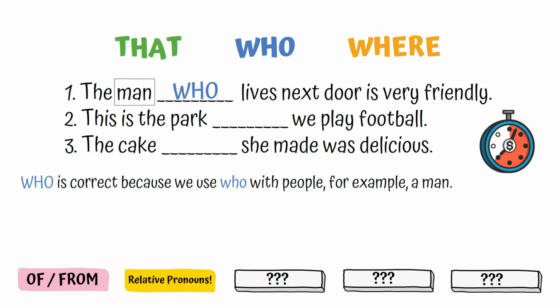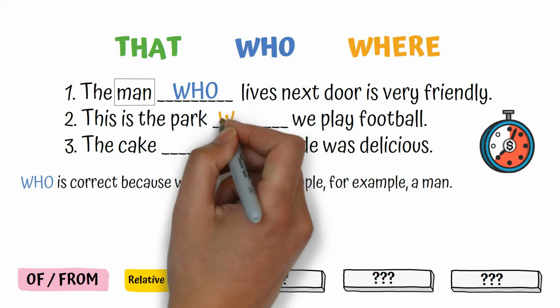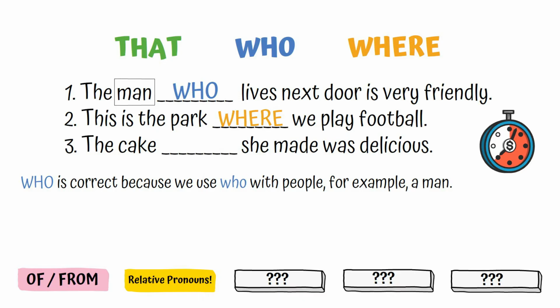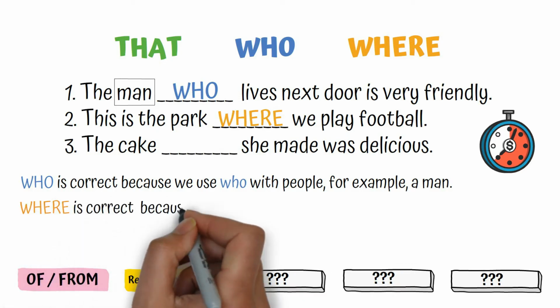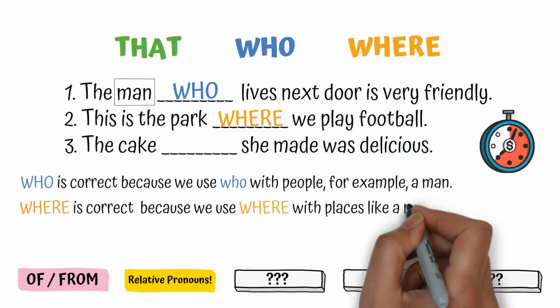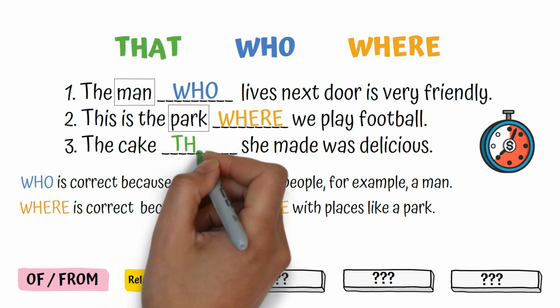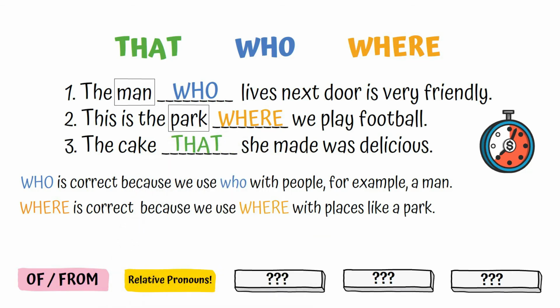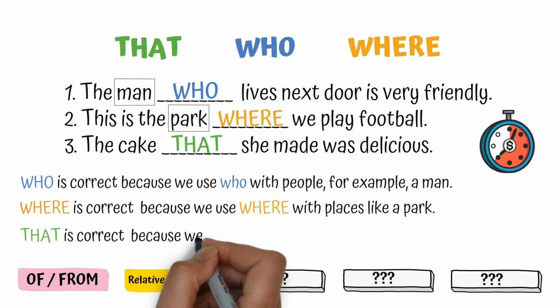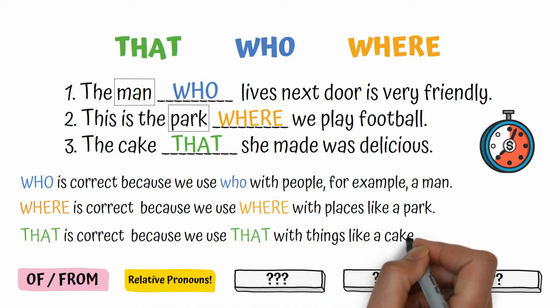That would also be correct in this sentence, but it is more common in everyday English to use who to refer to people. Number 2. The correct answer is where. Where is correct because we use where with places like a park. And number 3. That. That is correct because we use that with things like a cake.